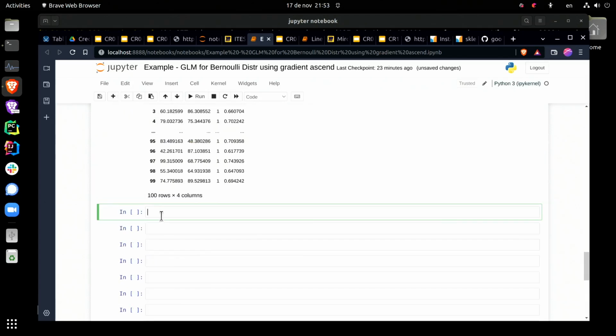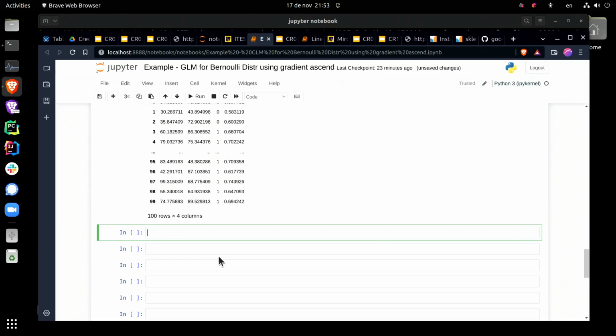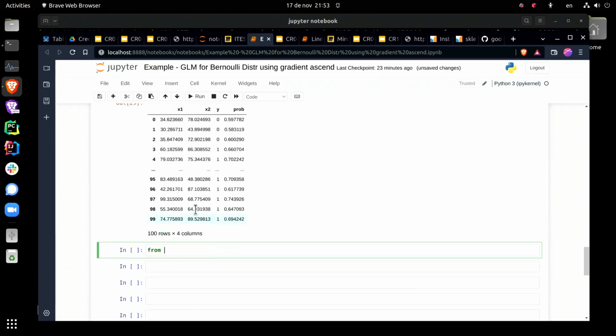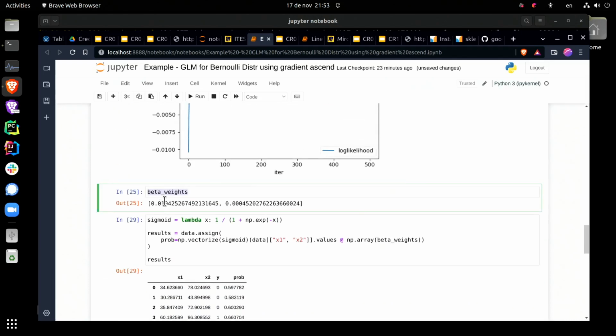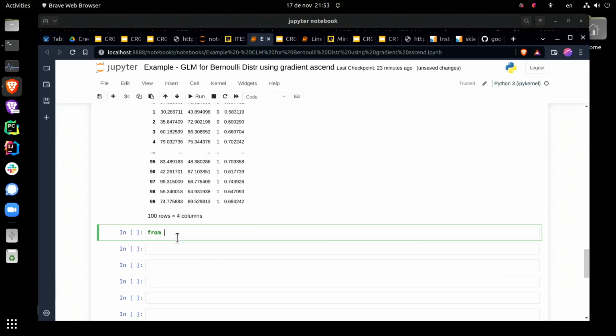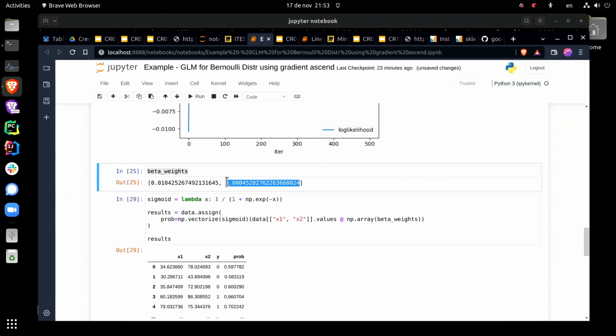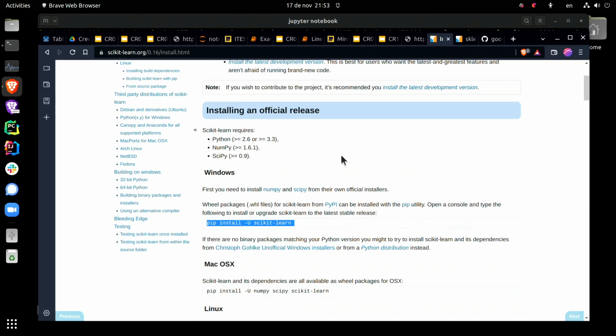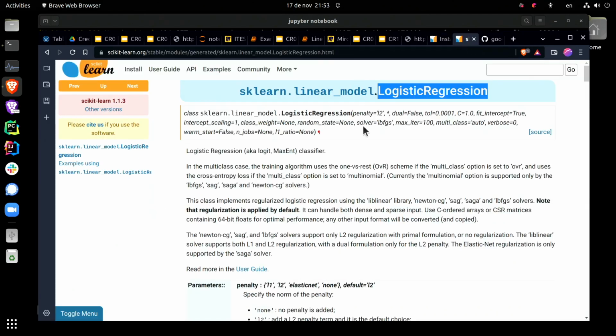Just to finalize this part, since this session is also being recorded for you to get this later on, let's verify very quickly if by training with another model, directly a logistic regression, we're going to get the same weights. You can install scikit-learn like this, and in here they have a logistic regression implementation.